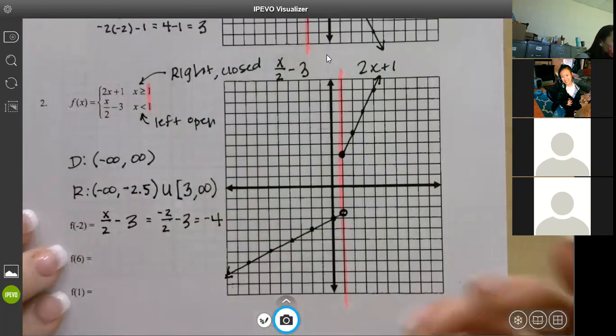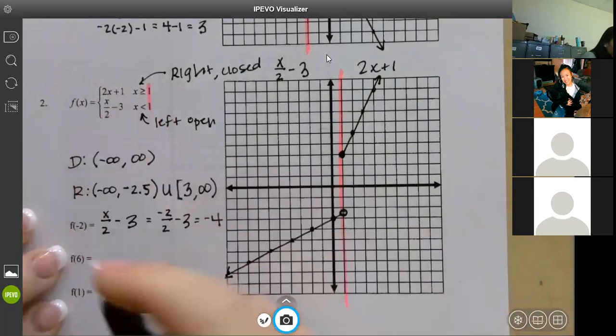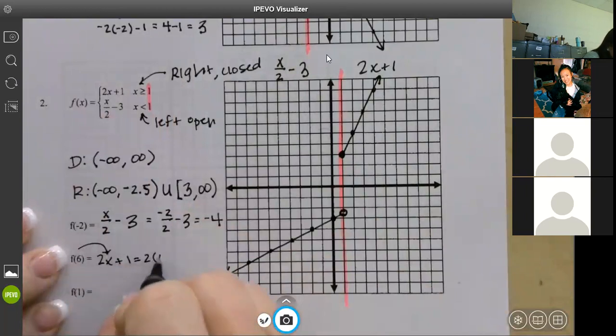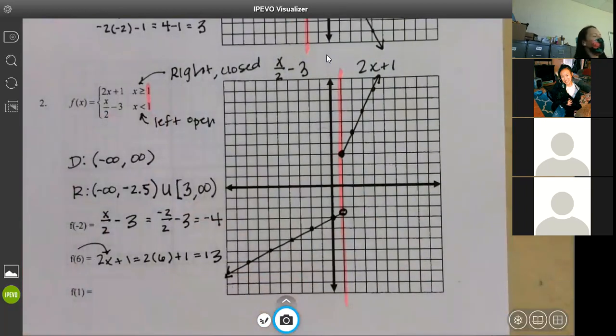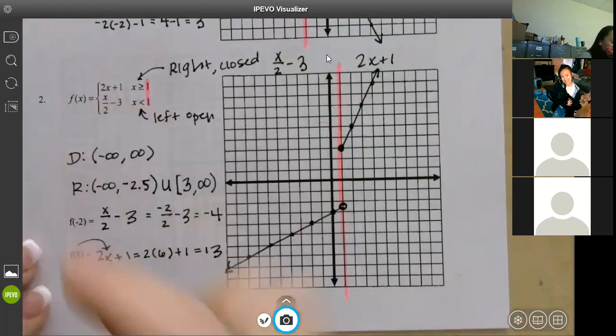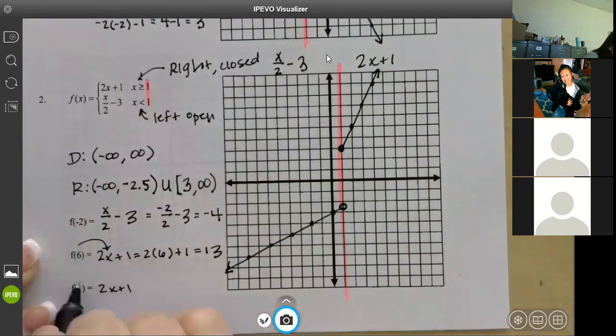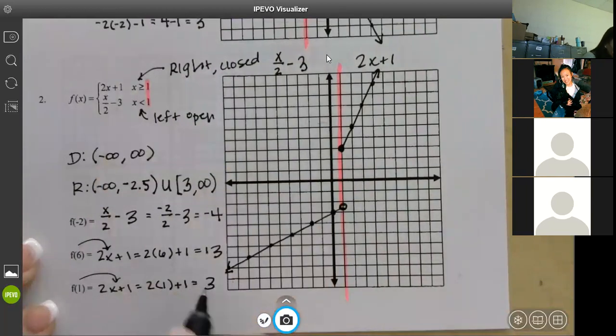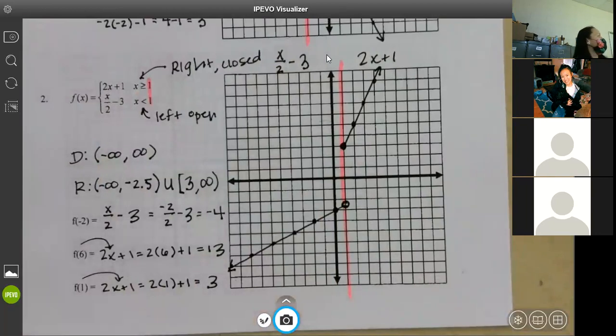If we look at 6, 6 is greater than or equal to 1, so we're going to use 2x plus 1, and we're going to plug in 6. 2 times 6 is 12, plus 1 is 13. 1 is equal to 1, so we're going to use the first function, 2x plus 1. Plug in the 1, so 2 times 1 is 2, plus 1 is 3. Any questions? Evaluating should be pretty easy.